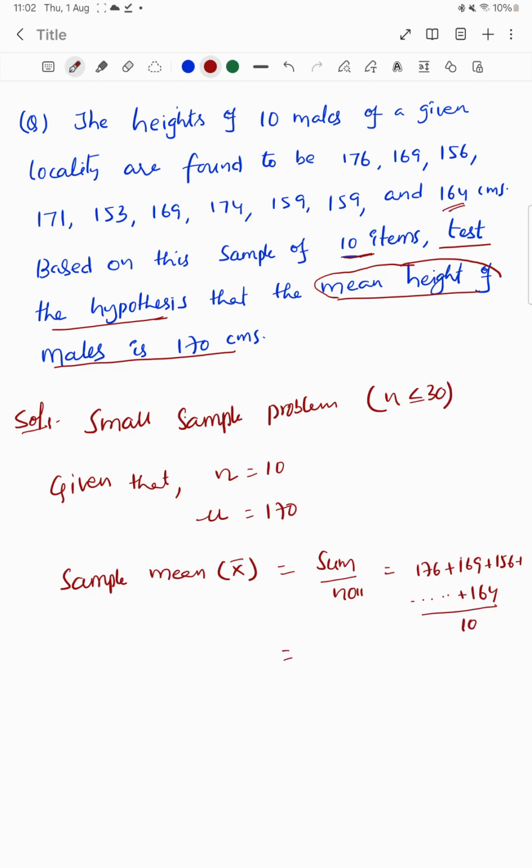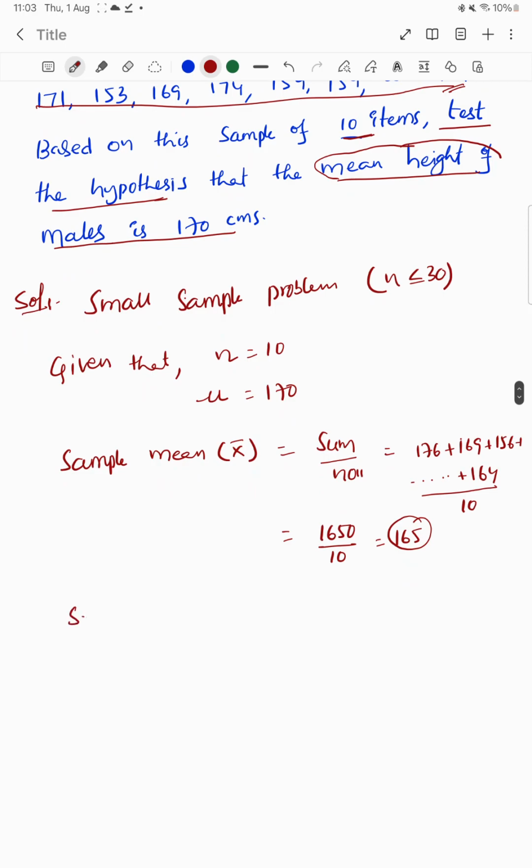So the sum of all these values is equivalent to 1650, divided by the number of observations, which is 10, which is equivalent to 165. This is called the sample mean. And we also need to find the standard deviation. Since it's a small number of observations, the standard deviation is represented by S, which is calculated by the square root of the summation of x minus x bar whole square by n. So this is the formula for standard deviation.